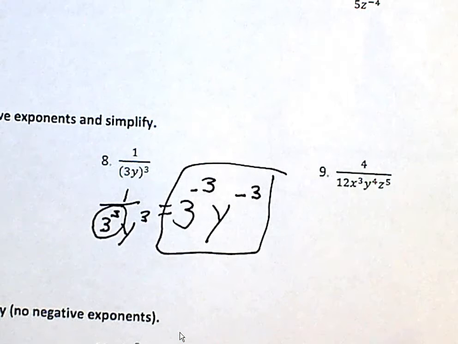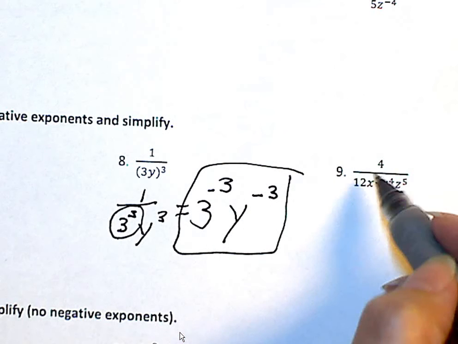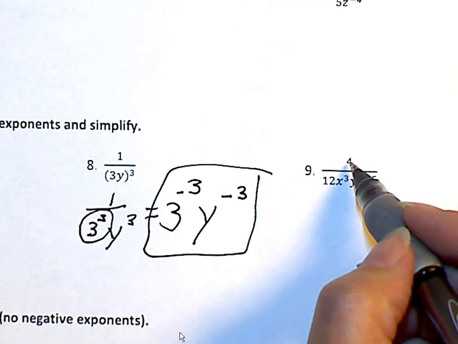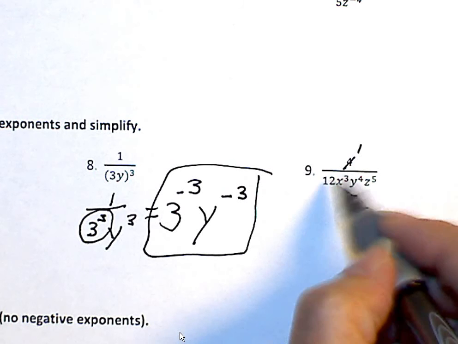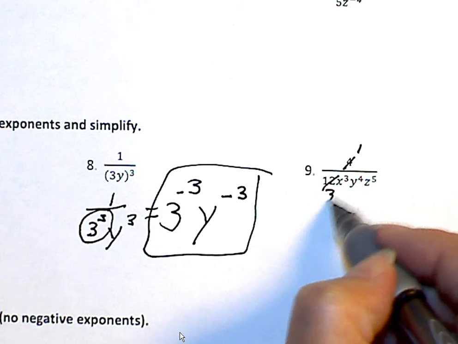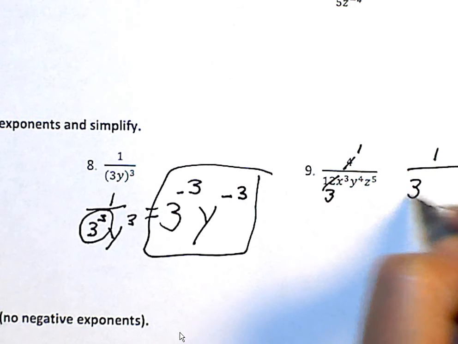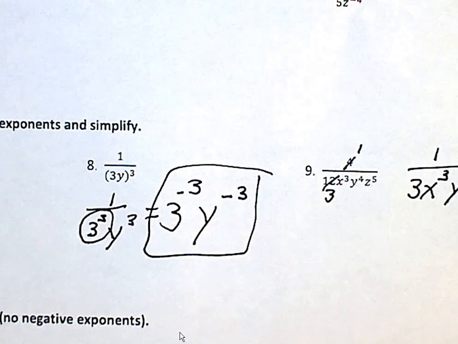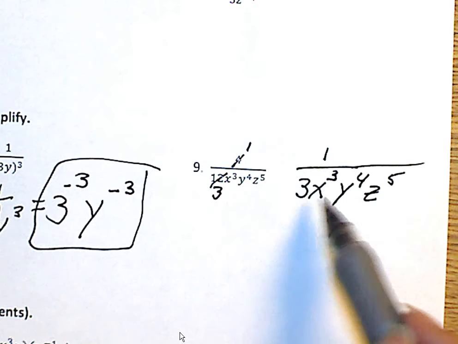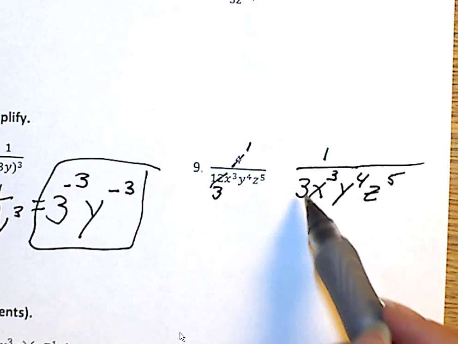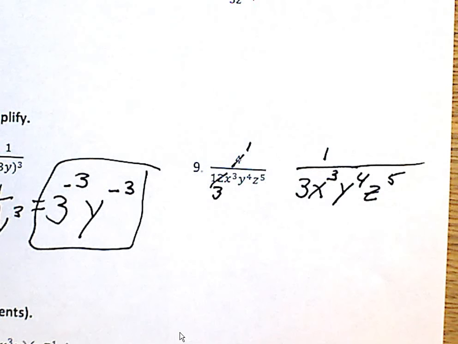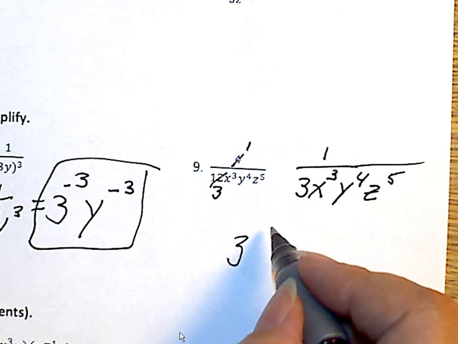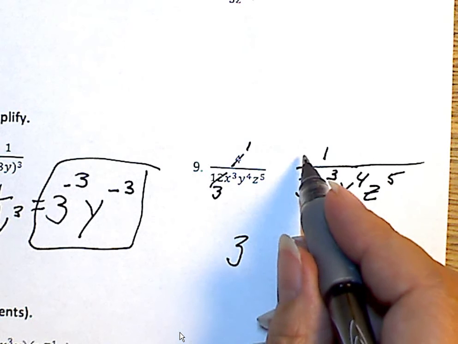So like on number 9, the first thing I would do is simplify. 4 goes into both of these, so 4 goes into 4 once, and 4 goes into 12 3 times. So I have 1 over 3 x to the third, y to the fourth, z to the fifth, right? Let me scoot that over. Now, I want to take this 3 to the top. What is the exponent of this 3? 1. So we want to put 3 to the, now we're taking it to the top, so it'll be negative 1.